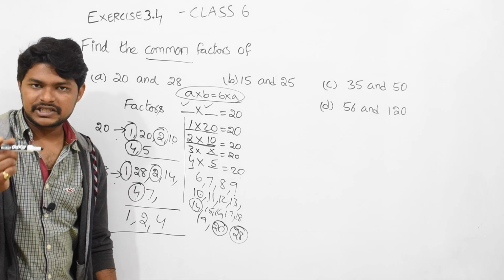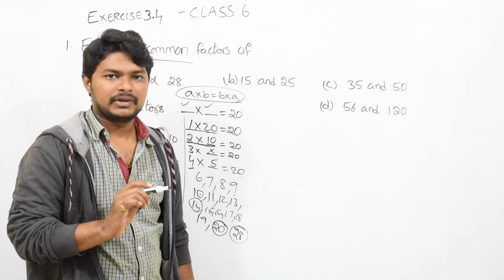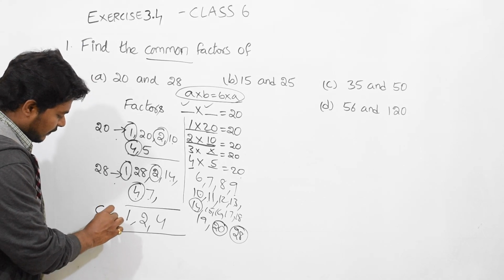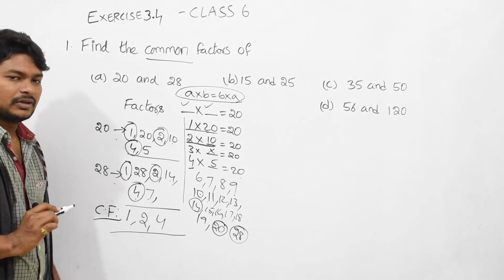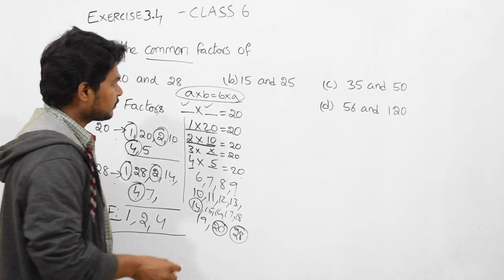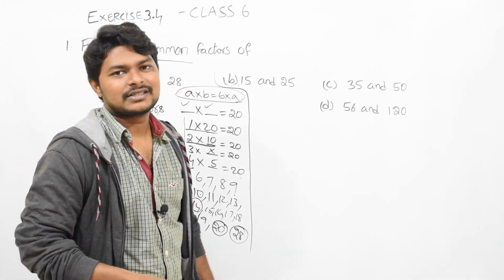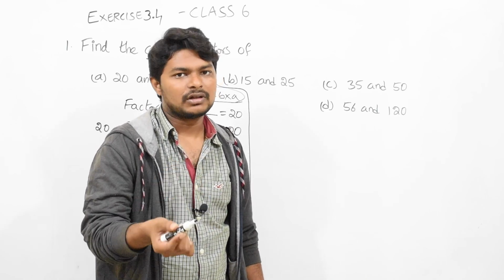Likewise, you need to write a statement at the end of the question in the exam. In the notes also, you have to write the same thing: the common factors for the numbers 20 and 28 are 1 comma 2 comma 4. Hope you understand that. These are very easy questions. You just need to know the method to solve the question, right?